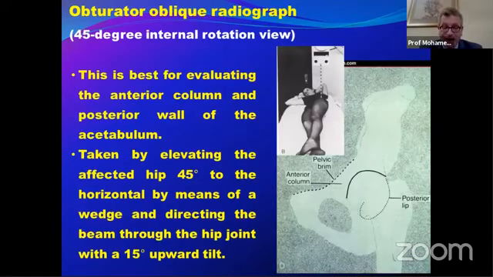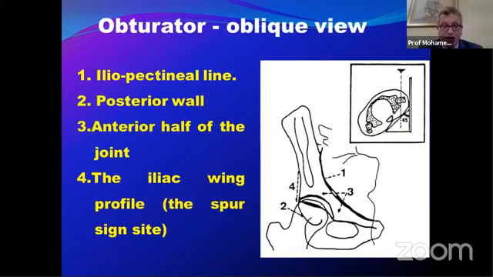Obturator oblique radiograph. We have talked about the iliac one. Now the obturator oblique radiograph is the 45-degree internal rotation view. The first, the iliac oblique view, was the 45-degree external rotation view. Now this is the 45-degree internal rotation view. This is best for evaluating the anterior column and the posterior wall or the posterior lip of the acetabulum. It's taken by elevating the affected hip 45 degrees to the horizontal by means of a wedge and directing the beam through the hip joint with a 15-degree upward cephalic tilt. This is the obturator oblique view.